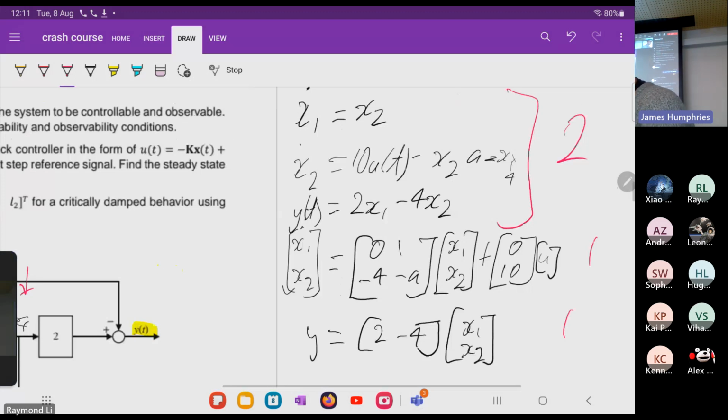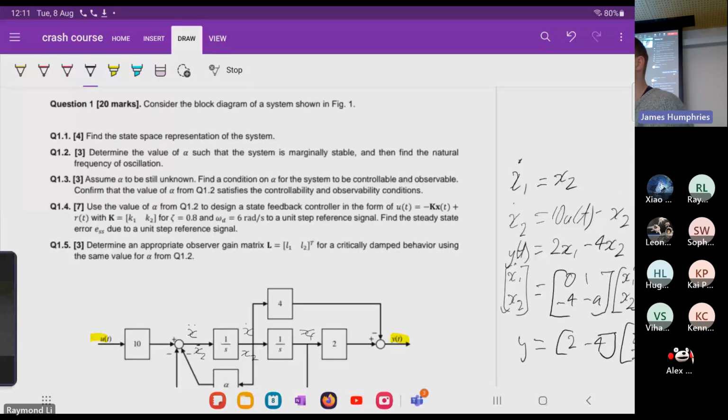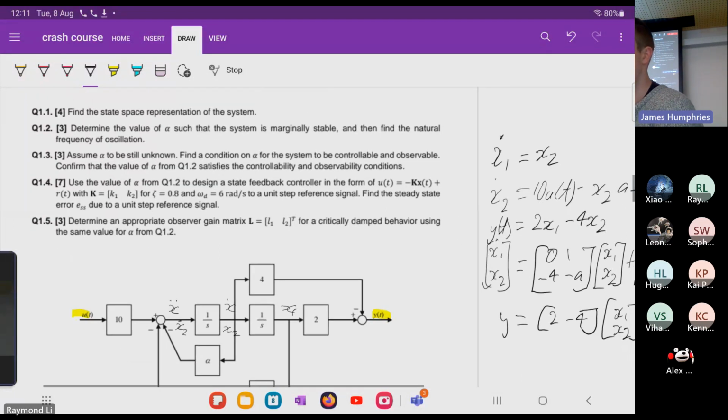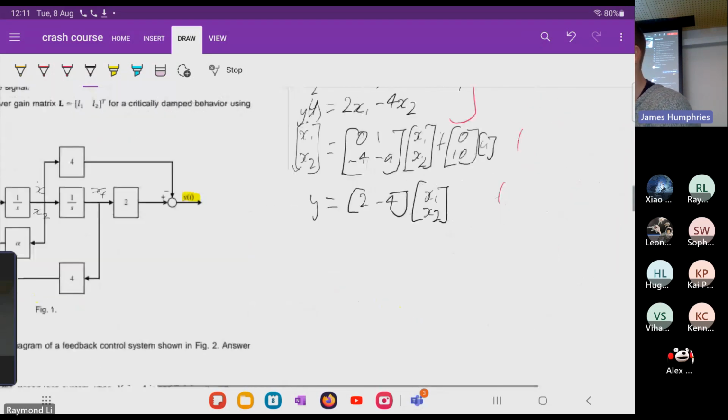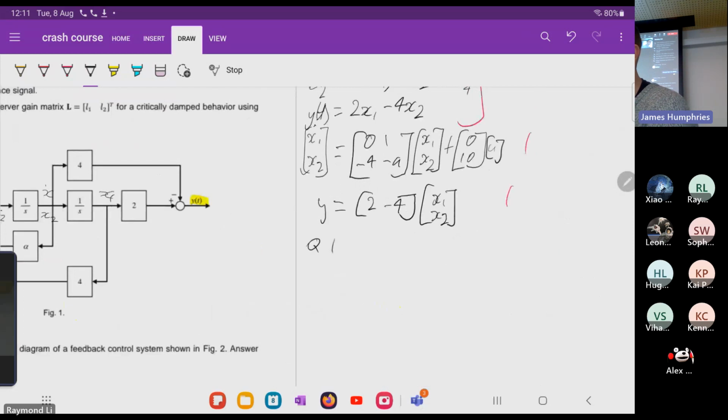Any questions or anything? Okay, determine the value of alpha such that the system is marginally stable, and then find the natural frequency of oscillation. All right, so question 1.2, we want marginally stable. Now, what do we need for a system to be marginally stable?